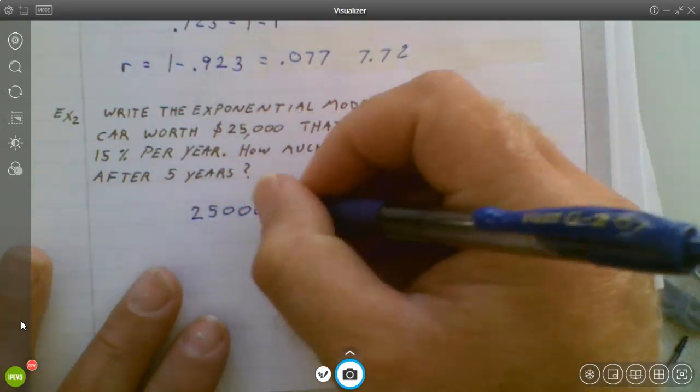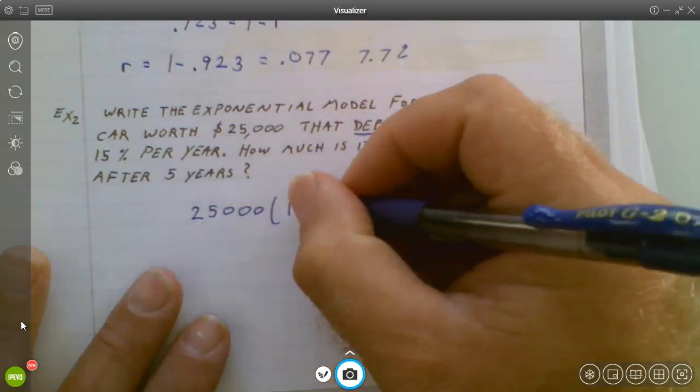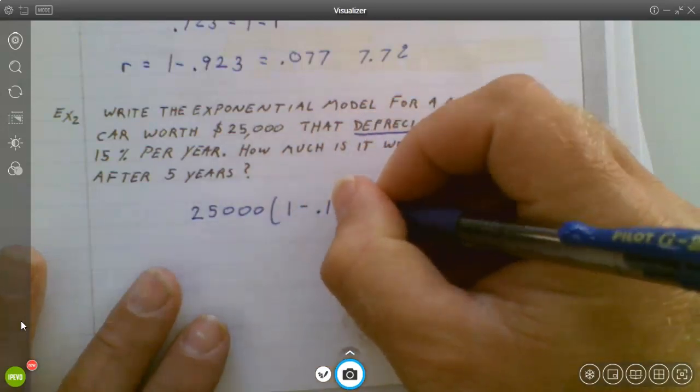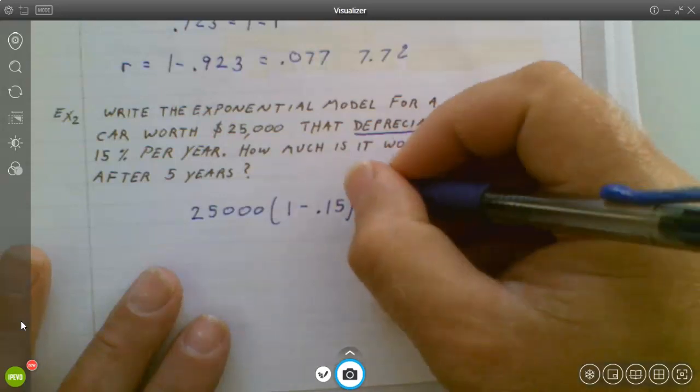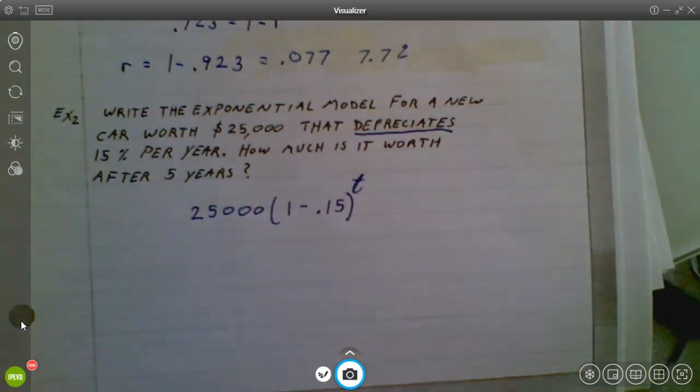This is what you started with. We're going to do 1 minus the rate to whatever years, right? So this is just the general model for any amount of time. So if I wanted to know how much it's going to be worth after the first year, I would just plug in a 1 for t.